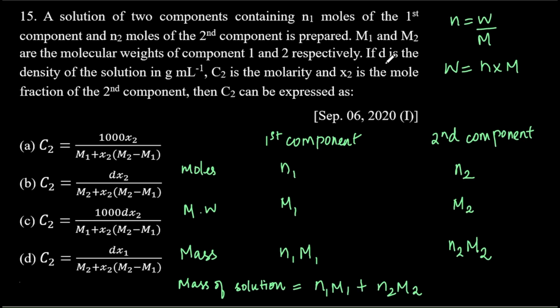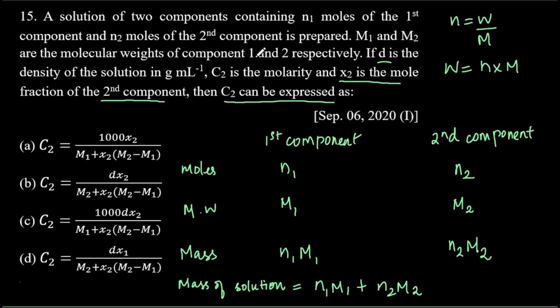Now, the next part of the question tells that D is the density of the solution. So for the whole solution, density is mentioned as D. And C2 is the molarity, and x2 is the mole fraction of the second component. So in this question, extra information is given: the mole fraction of the second component is mentioned. Now, the question they are asking is, then C2 can be expressed as.